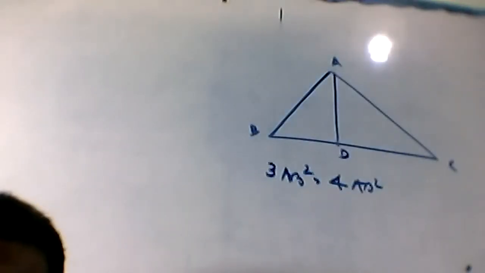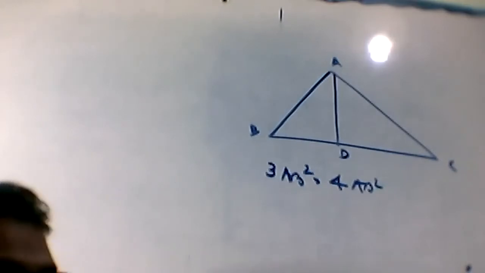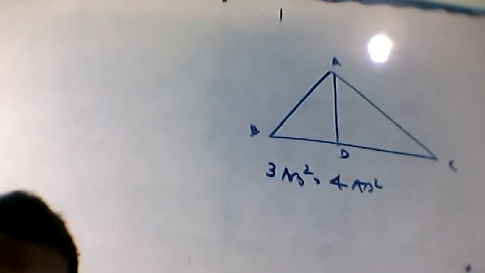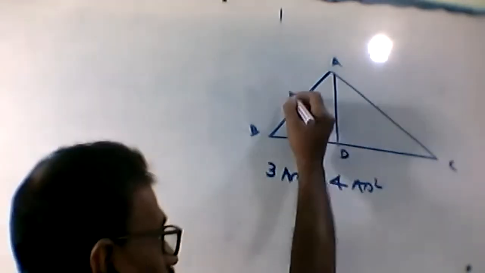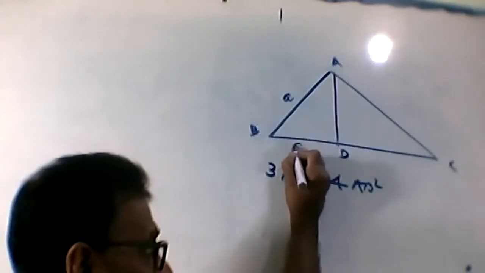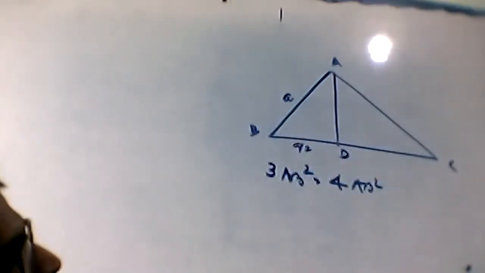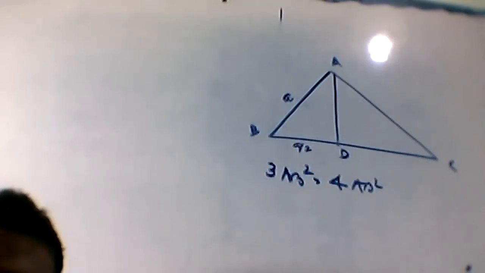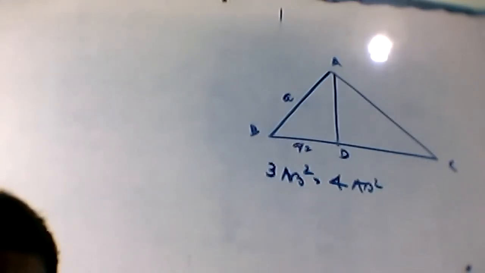Look here, if you're not getting it. I assume this is A, and this is A by 2, right? Correct or no? Why? In an equilateral triangle, the altitude bisects the base.